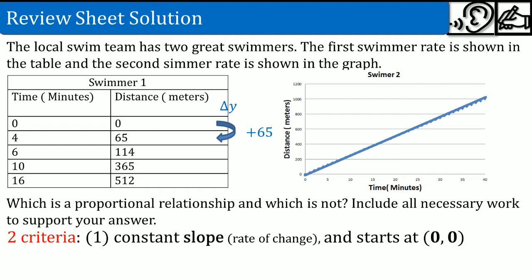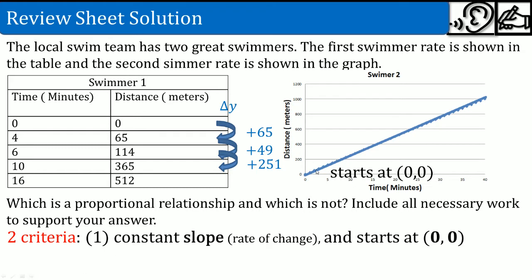Then 2 more seconds occur, and the swimmer swam 49. Then after that, 4 more seconds, it's 251. All right, so this doesn't make sense. The swimmer is not swimming at a constant rate, because you see the delta y's are not consistent. But let's look at swimmer 2.